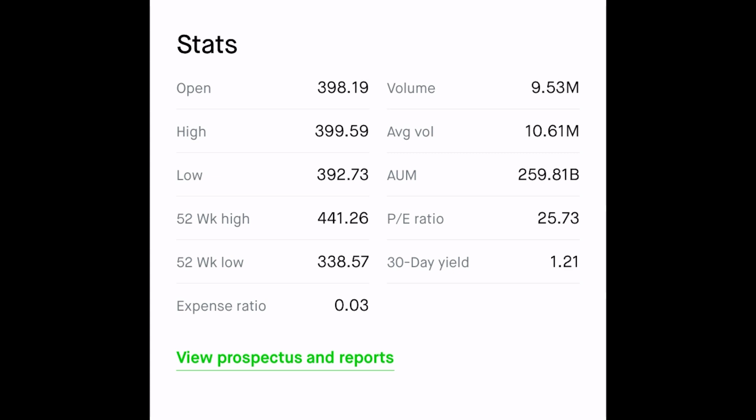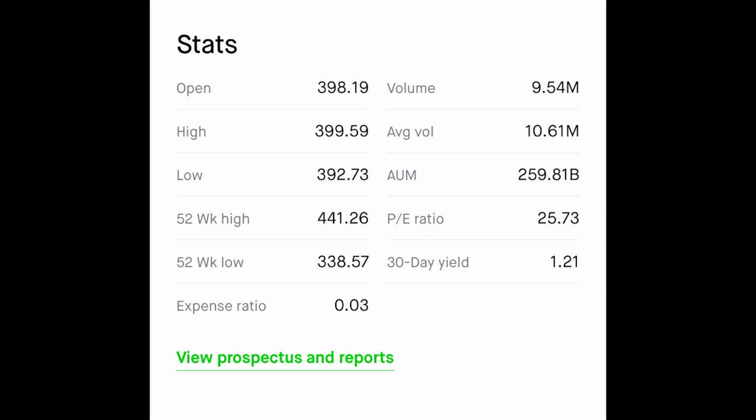Now, if you look below the AUM, you're going to see the PE ratio, which, when it comes to doing research on individual companies, is important because it tells you how overvalued the stock is at a glance. But this is giving you an average PE ratio of the entire S&P 500 index being 25.73, which honestly isn't as high as I thought it would be, but it is still pretty high. So that can tell us as a quick indicator that maybe it's still a little bit overvalued.